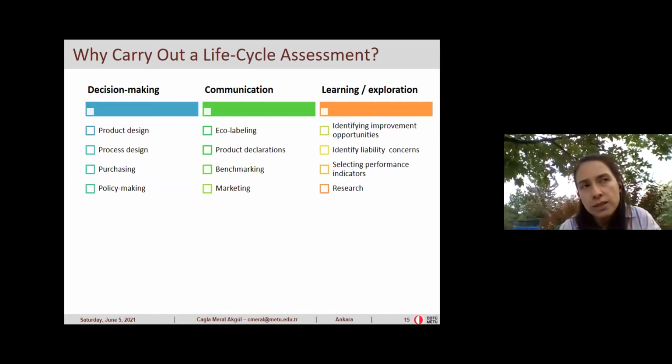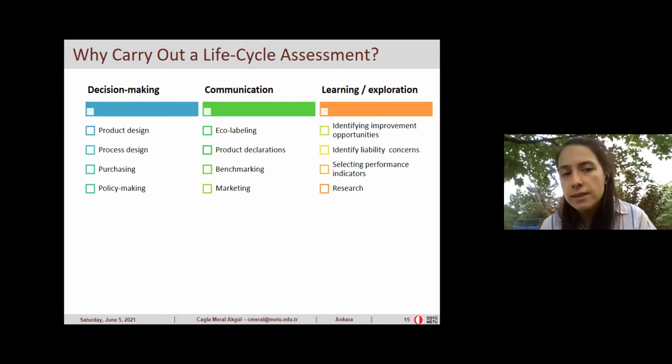So the reason to carry out a life cycle assessment might differ. You can use it for decision making, you can use it for communication, or you can use it to learn about your system. Decision making is, for example, when you are making a policy, or when you are going to purchase something. When you are going to change your process design or product design, you can actually look at your life cycle assessment and evaluate what are my critical stages. Is this a green alternative? Can I basically change my process or product to make it a better version of itself, a greener version of itself?